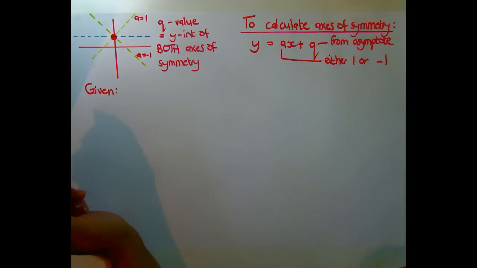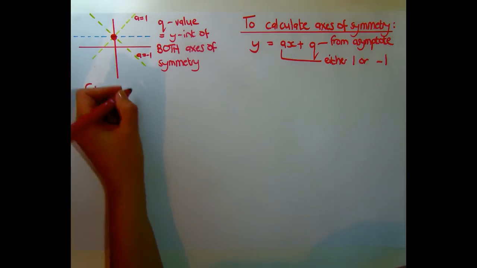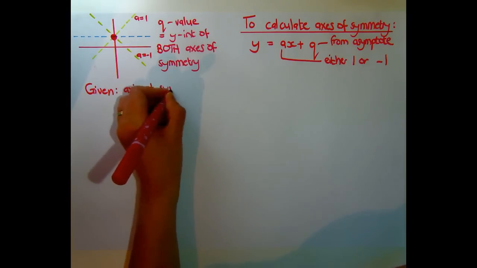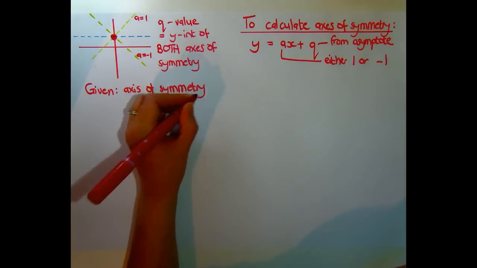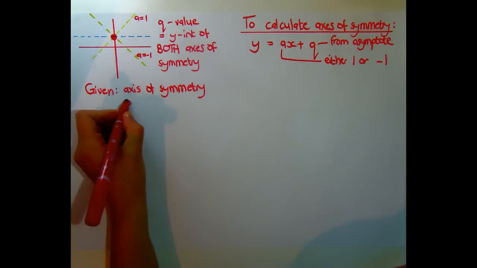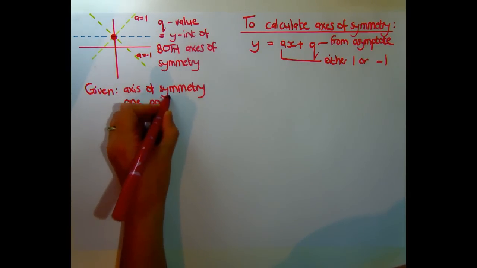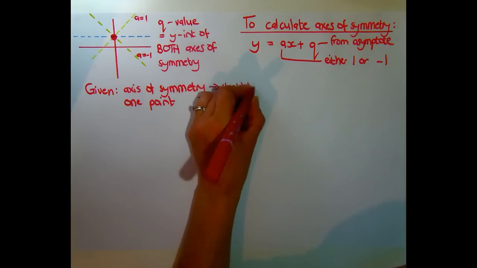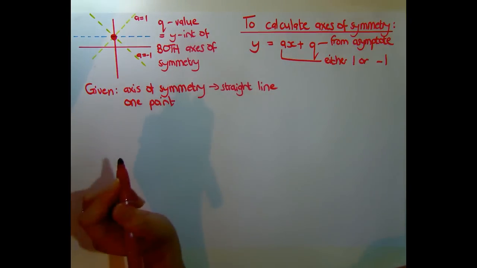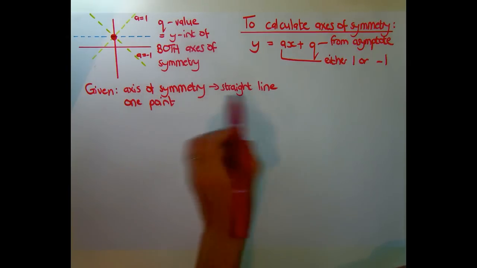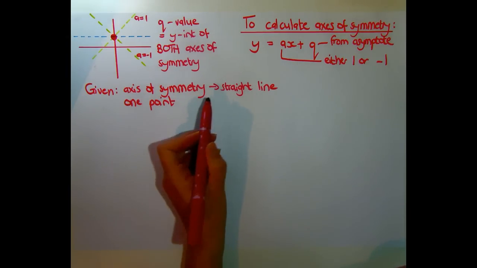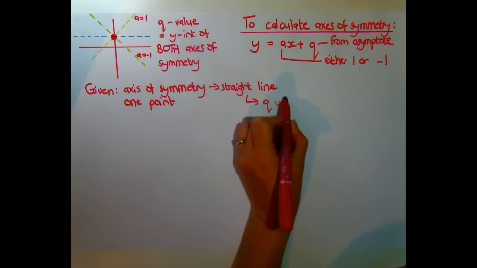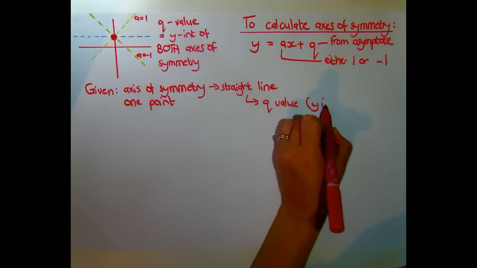So what this question could look like is they could give you the axis of symmetry, or more than 1, or they could just give you 1, and then one other point. So they could give you another point, x and y. Now if they give you the axis of symmetry, this means that they give you the formula for a straight line, and they want the formula for the hyperbola. So if you've got the axis of symmetry, which is a straight line, you're going to use the q value, which is the y-intercept, because they've now given that to you.